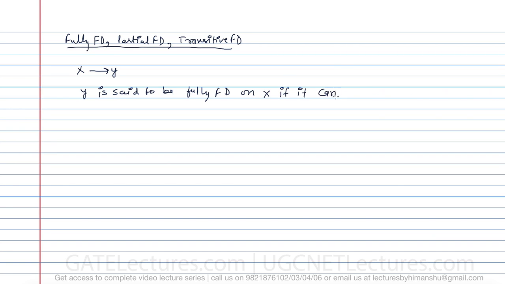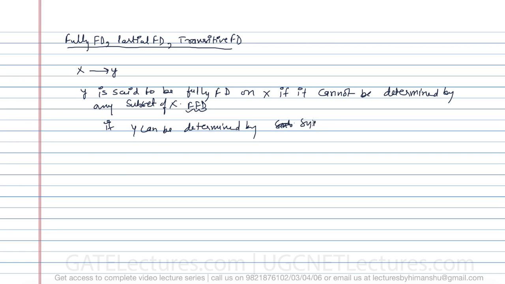it cannot be determined by any subset of X, then it is called fully functionally dependent. But if Y can be determined by any subset, see, when I'm saying subset here, that means I'm saying proper subset. Okay, any proper subset of X, then it is called partially functionally dependent.